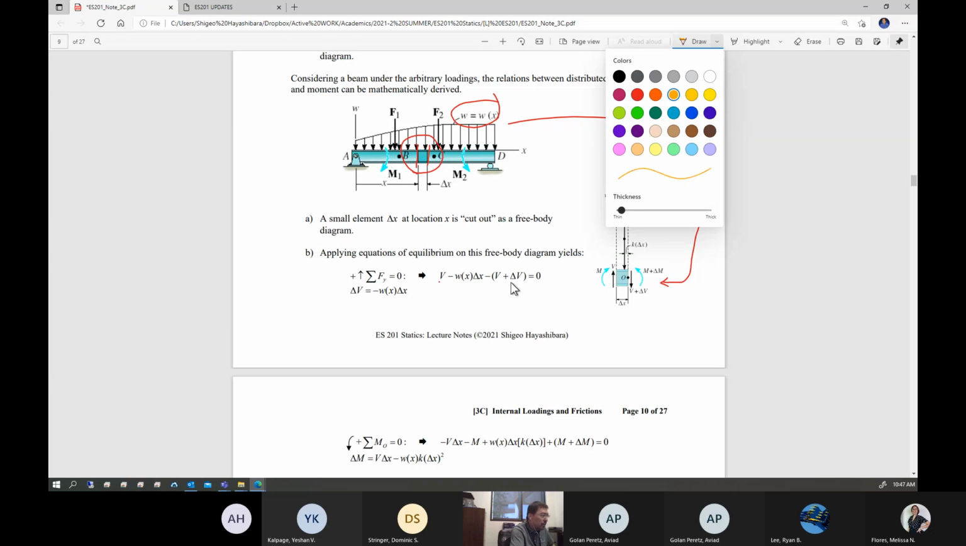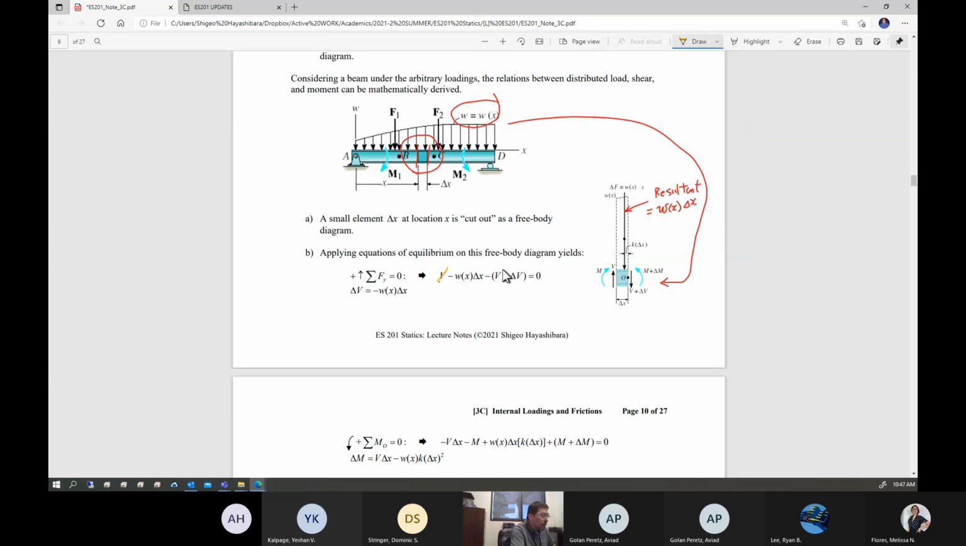Then interestingly, b and b cancel. You're going to get this equation. Okay.